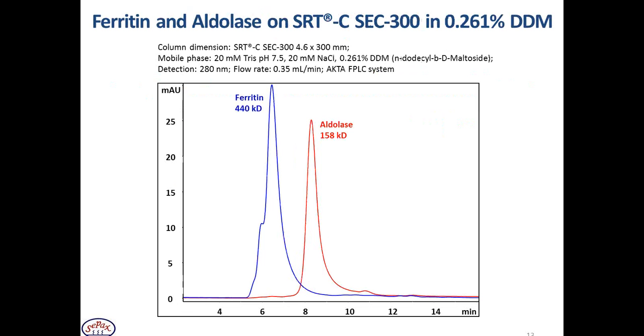The separation between Ferritin and Aldolase gives a good visual of how different molecular weight proteins will elute with the same detergent and complex. Here we see that the SRT C SEC 300 separates both Aldolase and Ferritin in the presence of DDM.